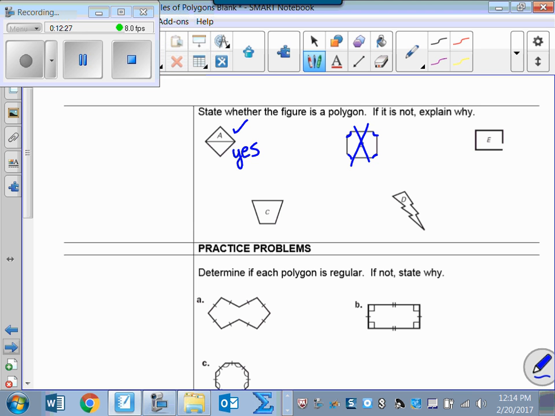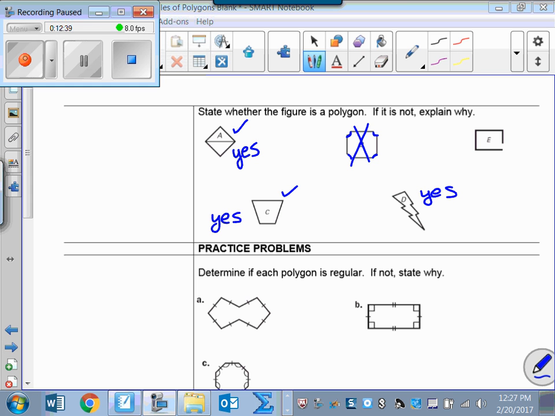Okay, what about C? C clearly is a polygon. It meets the 2 criteria. How about D? D is a polygon. So how about E? Of course, E is not a polygon because we got this opening right here. Basically, we got a vertex missing. So not a polygon, and then we've got 3 that are.